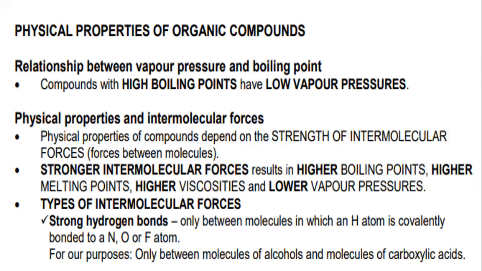Why? Because pentanoic acid's hydrogen bonds will be stronger than the hydrogen bonds of pentanol. Why? Because pentanoic acid is a carboxylic acid and it has two sides for hydrogen bonding, and pentanol, an alcohol, has one side for hydrogen bonding. So the boiling points are also going to be different.